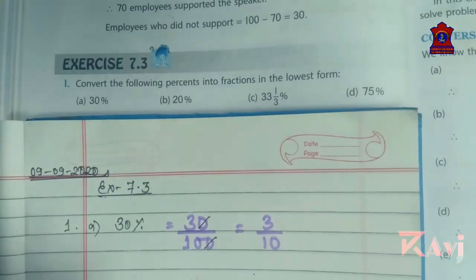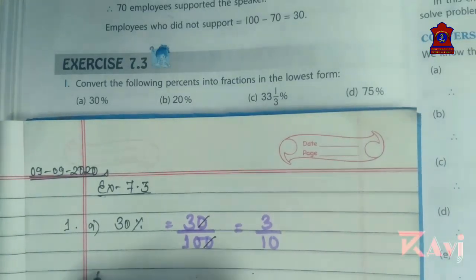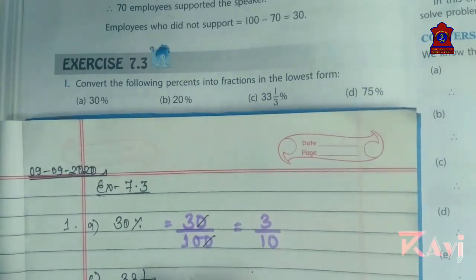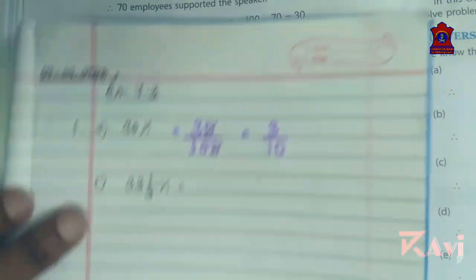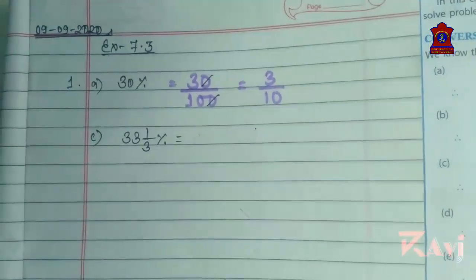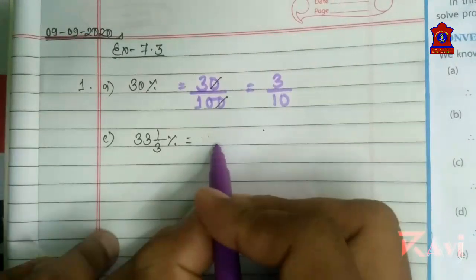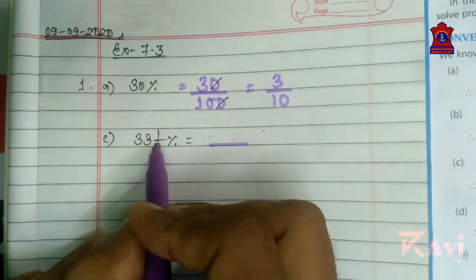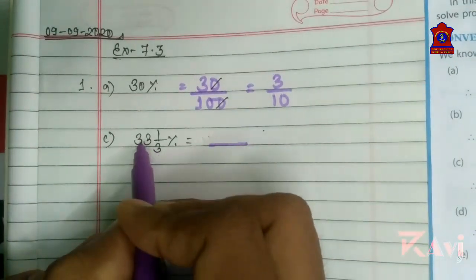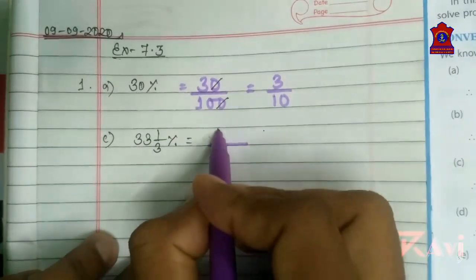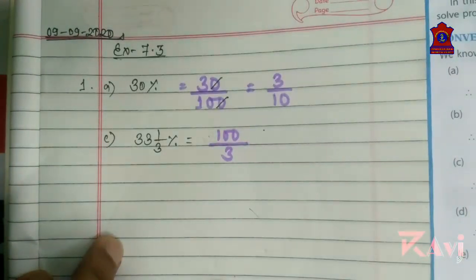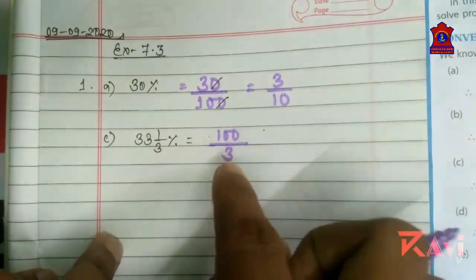Let's take question number C. What is given in question number C? 33 whole 1 by 3%. Here you multiply this mixed fraction and convert it to an improper fraction. 3 into 33 is 99, plus 1 is 100 by 3. We have got this fraction. Okay, it means 100 by 3%.